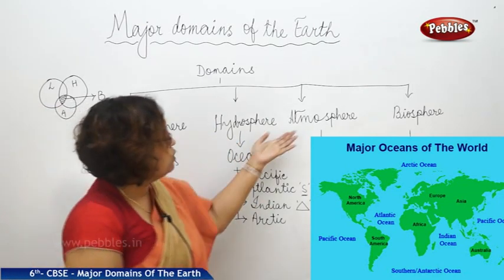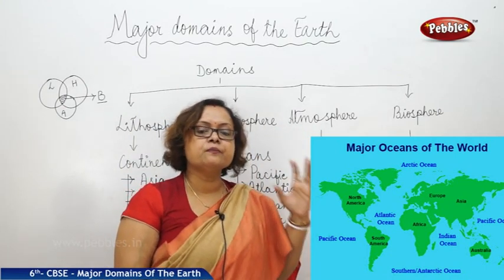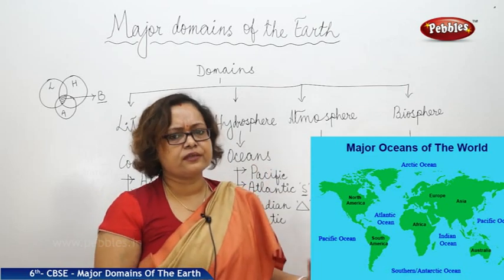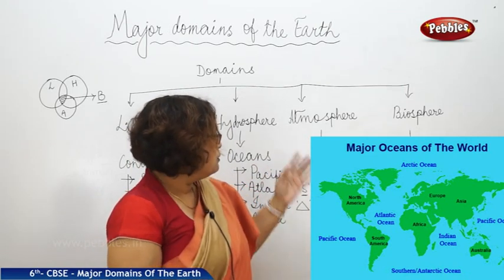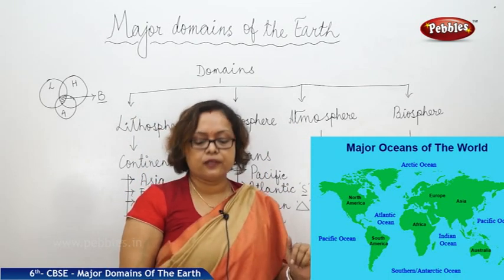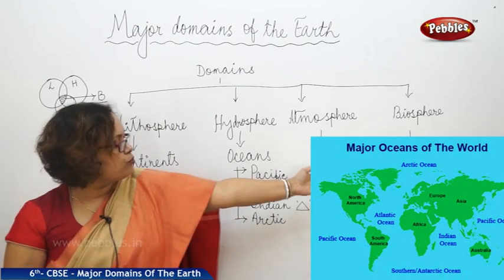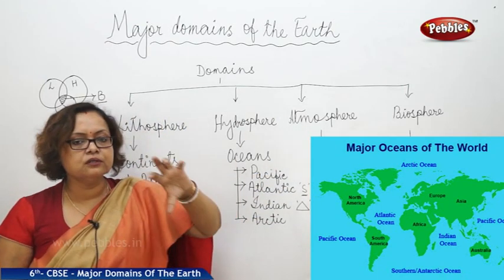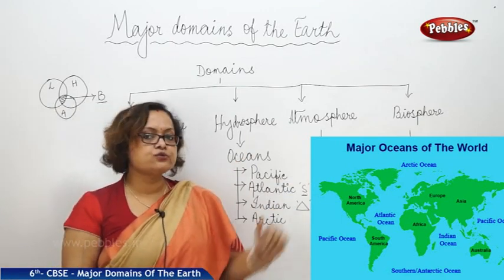Next, we are coming to the atmosphere. I told you the atmosphere is made of different types of gases. We cannot see it, but we can feel it. The major part of the atmosphere is made by nitrogen. Almost 71% of the atmosphere is composed of nitrogen gas.